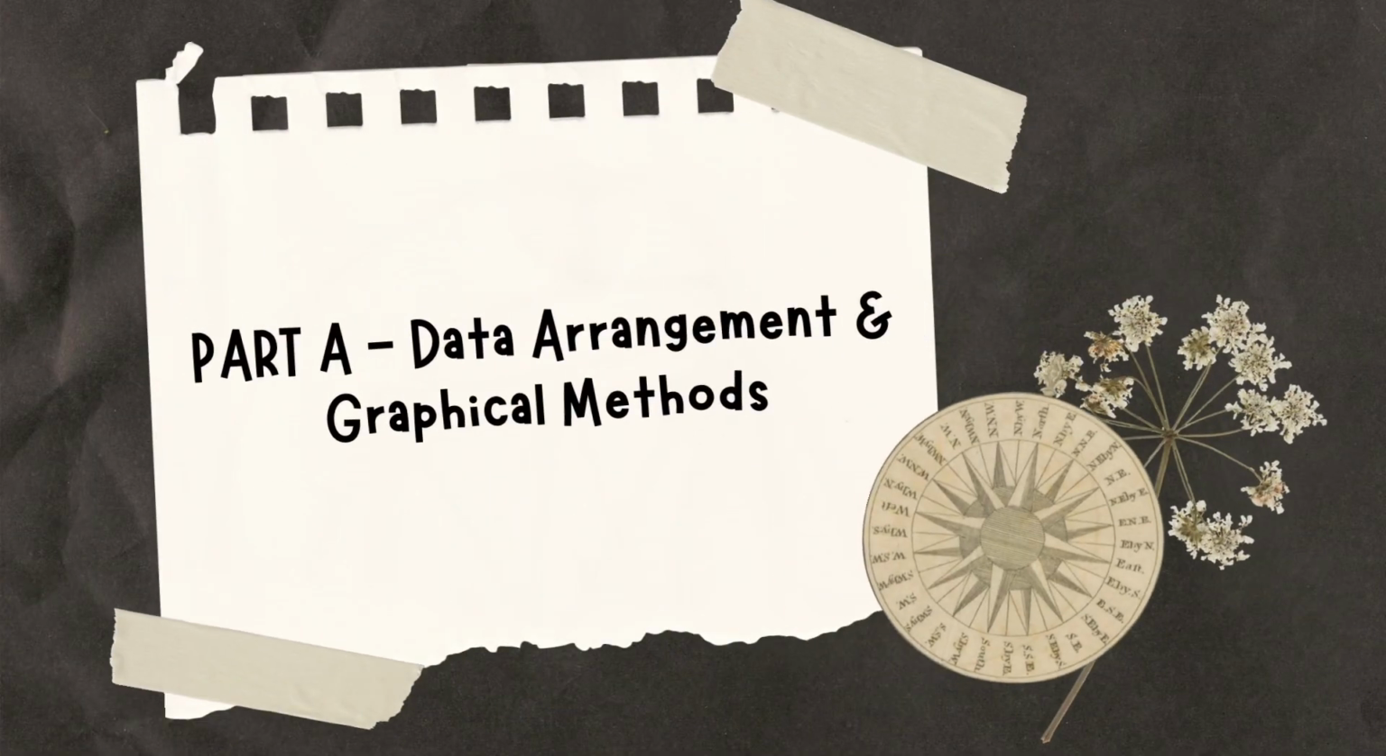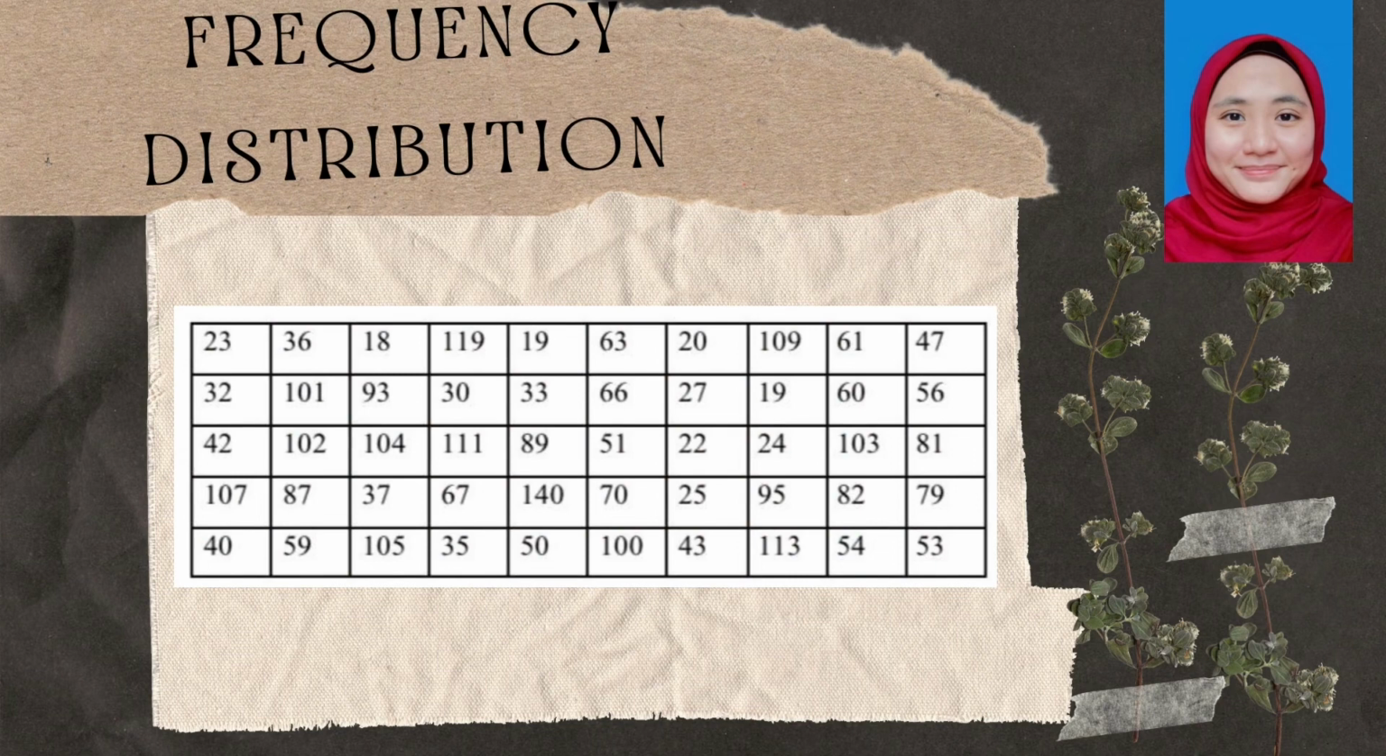We have 2 parts we will present, which are part A and part B. Part A is data arrangement and graphical method. First is about data arrangement. Data can be described in the form of tables and graphs.